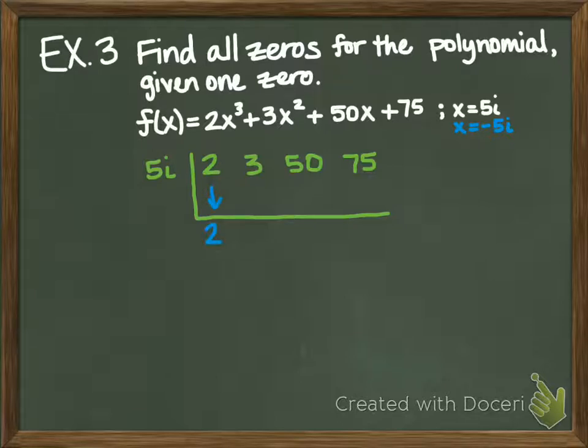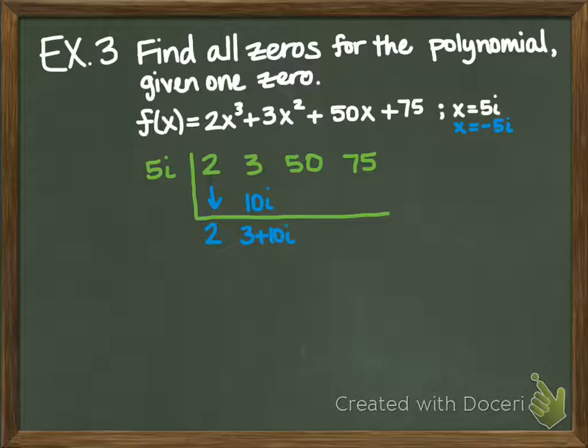2 times 5i is 10i. When I add 3 plus 10i, I can't add those together. They're not the same term. So I just write 3 plus 10i. Now I'm going to multiply 5i times 3, which is going to be 15i.